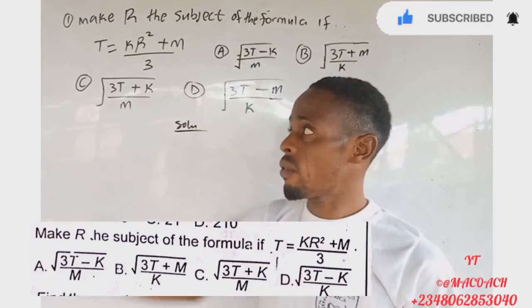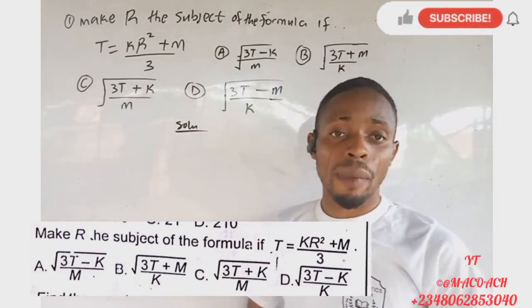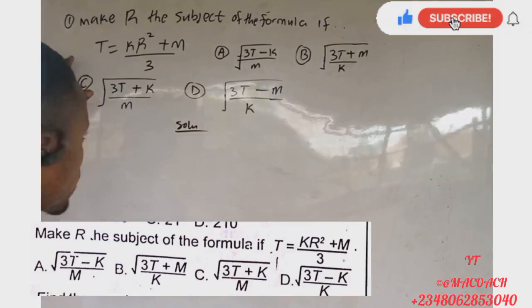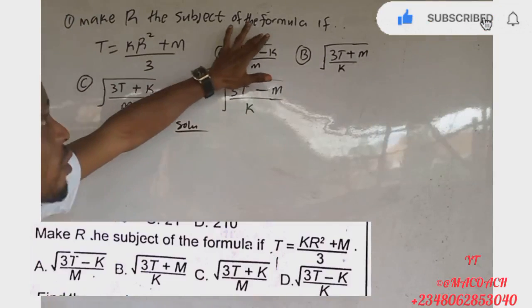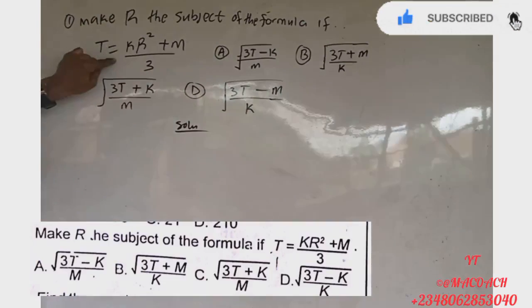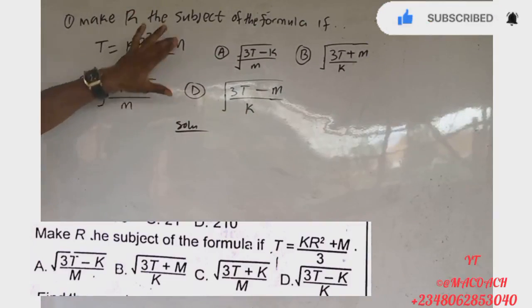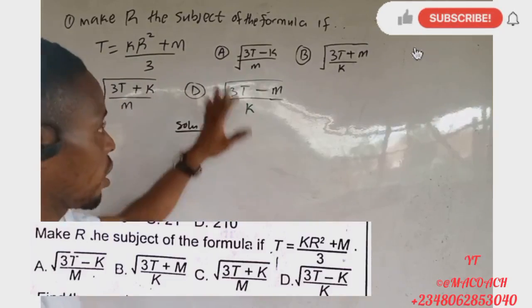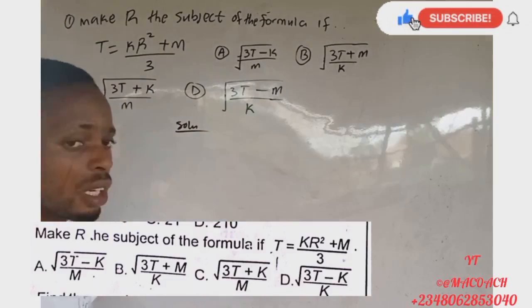Okay, so this is our first question for today's mathematics class. The question states: make r the subject of the formula if t is equal to (kr squared plus m) divided by 3. And here are our options: we have A, B, C, and D.